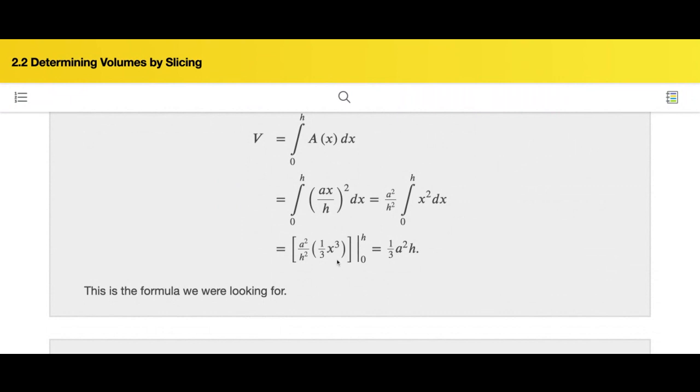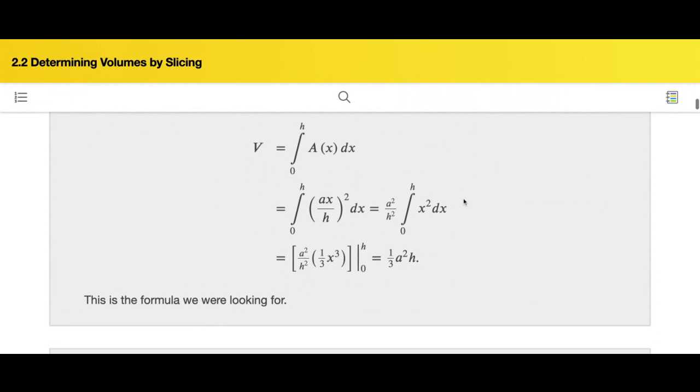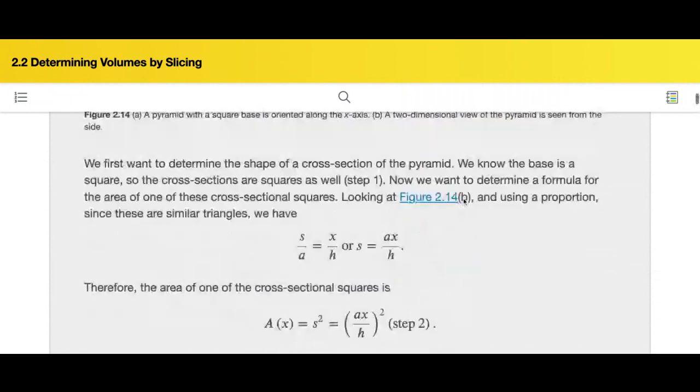Then we anti-differentiate this, and we get 1/3 of X cubed, from 0 to H, right? Substitute 0, get nothing. Substitute H, we get 1/3 of H cubed times A squared divided by H squared. So you see, we get the formula: 1/3 of A squared times H. This is just for fun.